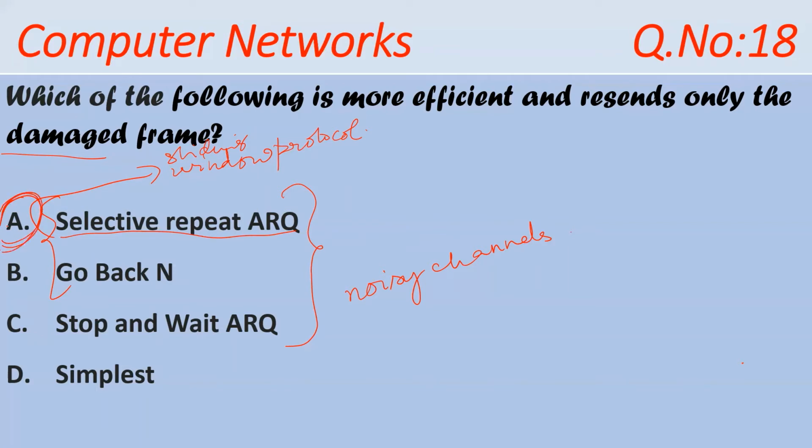So A is the answer. It is more efficient compared to the go back N protocol, because in go back N protocol, all the frames in the window will be sent. If any one of the frames is lost or didn't receive an acknowledgement, all the frames in the entire window are resent. But in selective repeat ARQ, only the damaged frames will be sent.